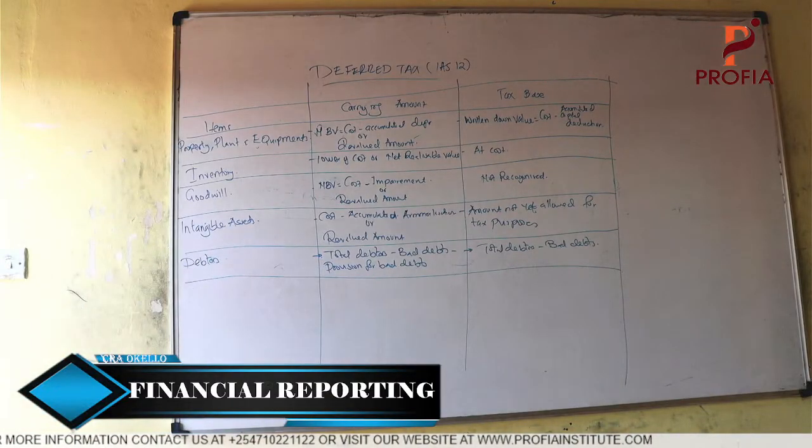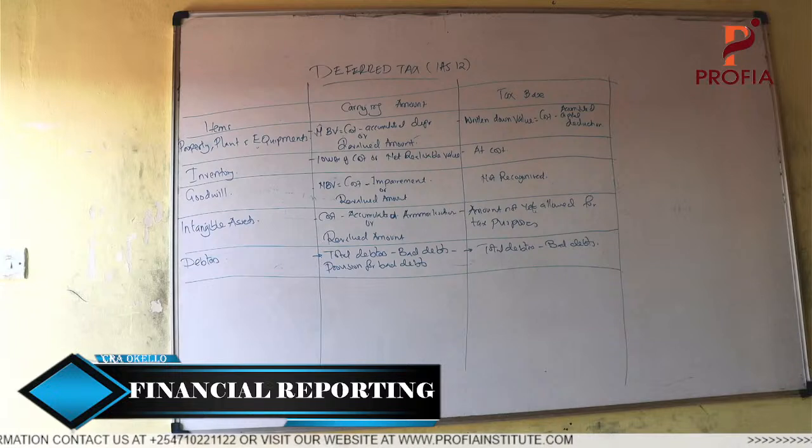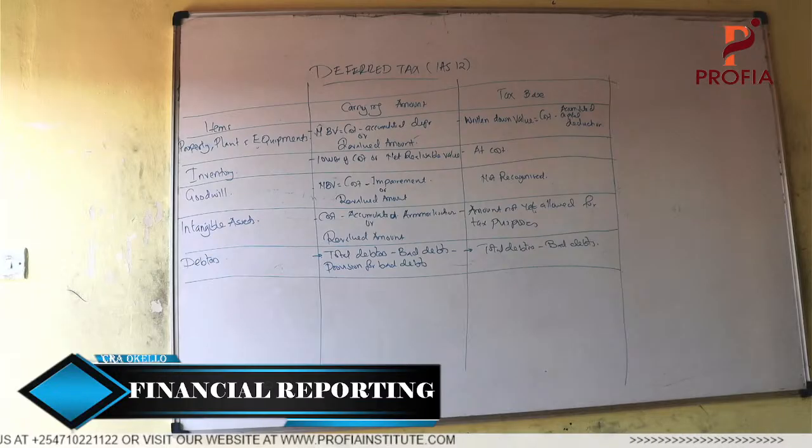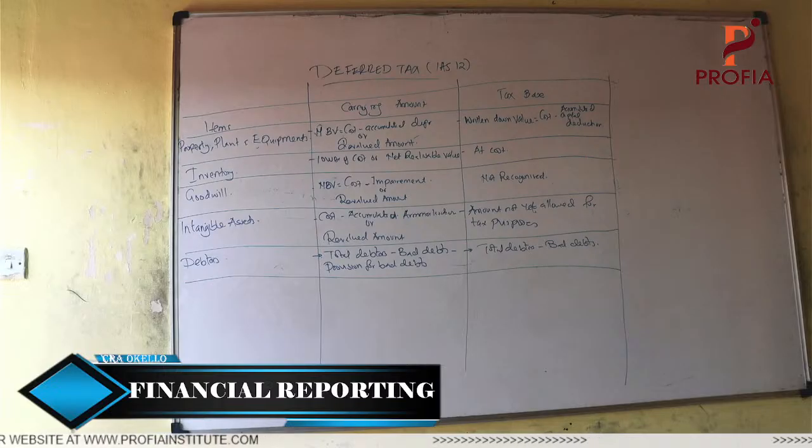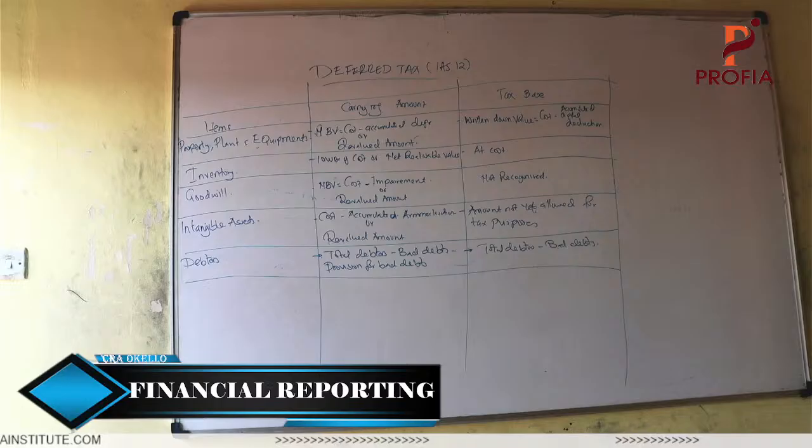So I will say that it gives rise to deferred tax liability. Deferred tax liability is an amount of taxes payable in future periods.